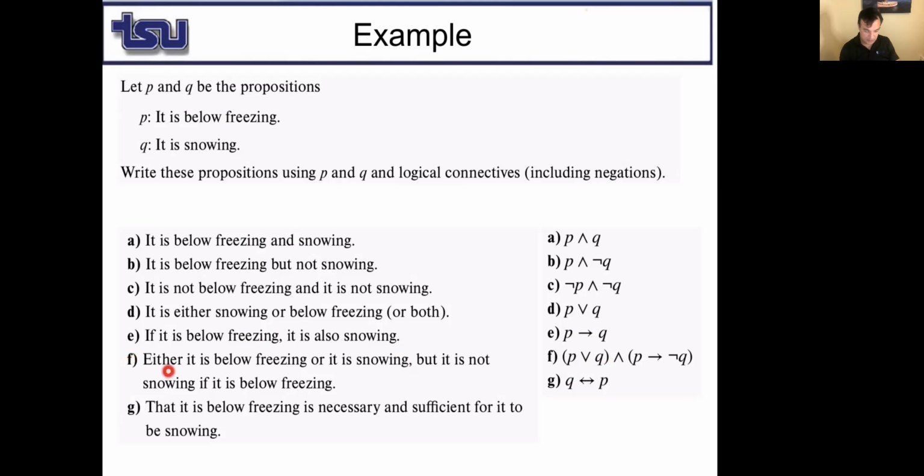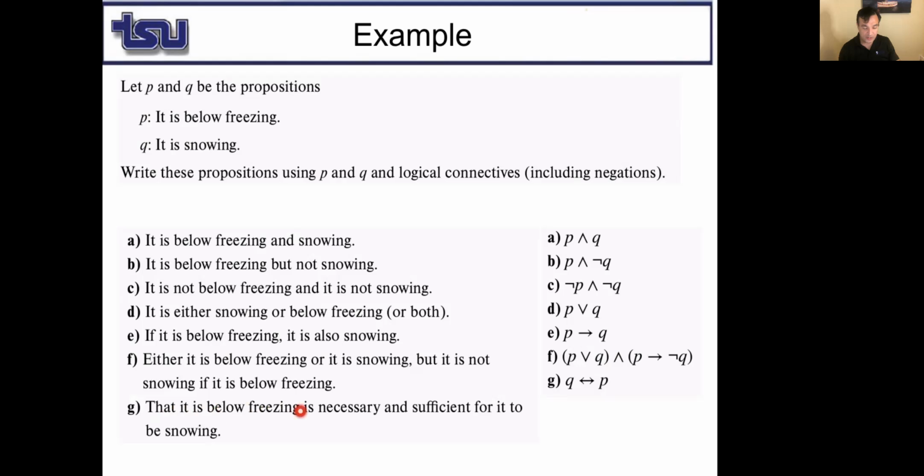Either, that means right here, this is what it is. And it is not snowing if it is below freezing. That means if it is below freezing, P implies Q naught. Because if it is below freezing, then it is not snowing. If it is below freezing P, then it is not snowing. P implies Q naught.